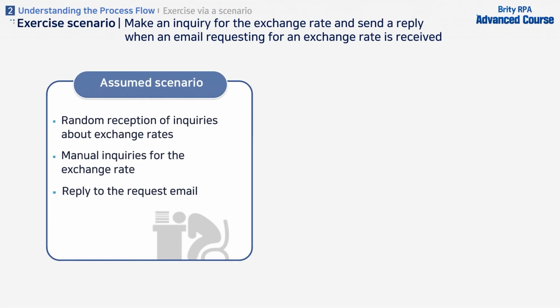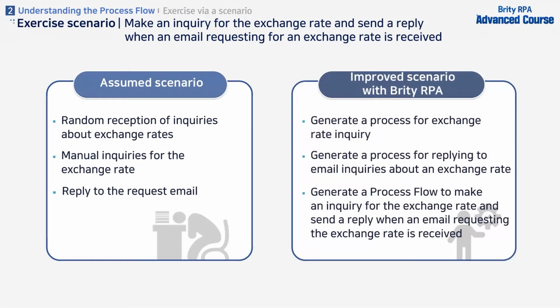Receiving random inquiries about exchange rates is preventing Accountant A from effectively carrying out the daily tasks by causing serious interruptions, because the exchange rate must be manually searched for and the request emails have to be replied to each time. To improve the work process, we are going to generate processes for inquiring the exchange rate and replying to email inquiries about exchange rates, and generate and execute a process flow to automatically run these processes when an email requesting an exchange rate is received.